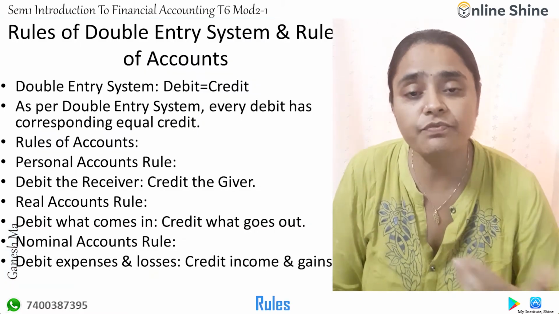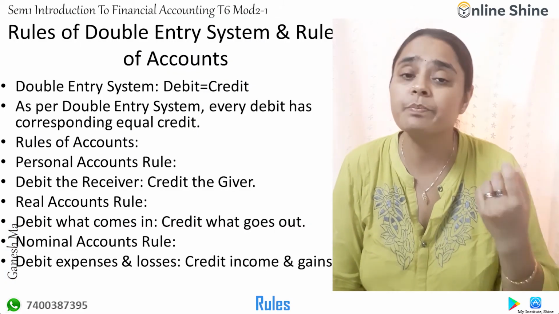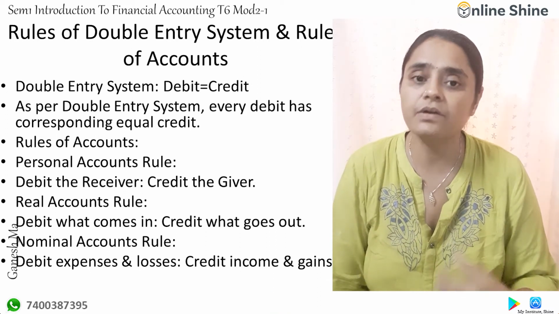Now there are rules for all these 3 types of accounts. The rule for the personal account is debit the receiver, credit the giver.